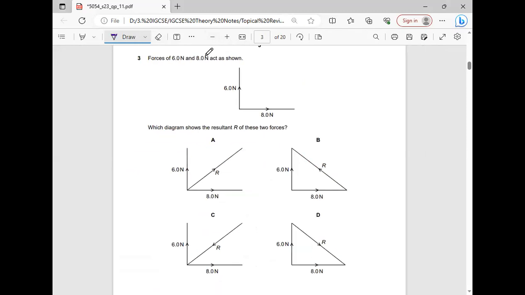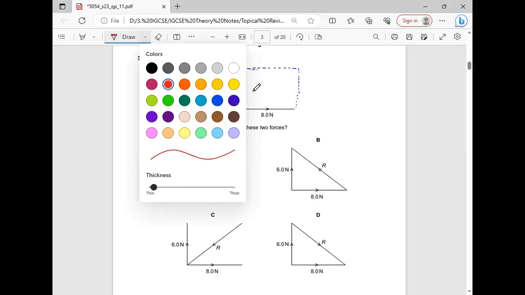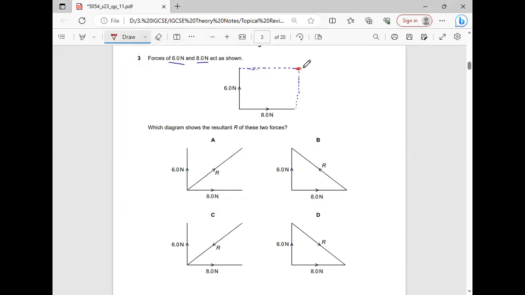Okay. Forces of 6 Newton and 8 Newton are acting as shown in the diagram. Which diagram shows the resultant R of these two forces? Now, in these types of questions, we have to complete the parallelogram. So let's complete the parallelogram. Now we will draw the resultant. The resultant will always be drawn towards the point where these two lines intersect each other, and we will draw the direction of the resultant vector also towards this intersecting point.